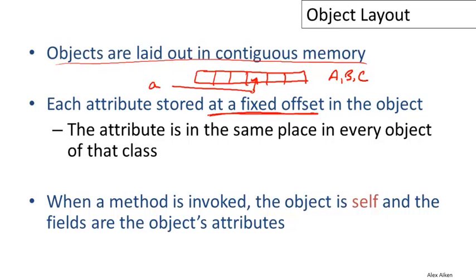Now, the other thing that's important to understand, and this is a slight digression from what we're talking about, but it's a key aspect of code generation for objects, is that when a method is invoked, the object itself is the self parameter. So the self parameter is this entire object. So self, when a function is invoked, will refer to the entire object. So you think of self as being a pointer to the entire object. Remember that self is like the this variable or this name in Java. And then the fields, or the attributes of the object, will refer to particular positions within the object. So for example, the A attribute we decided lived there.